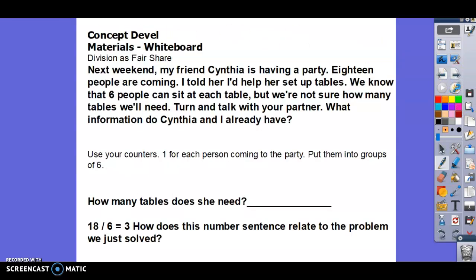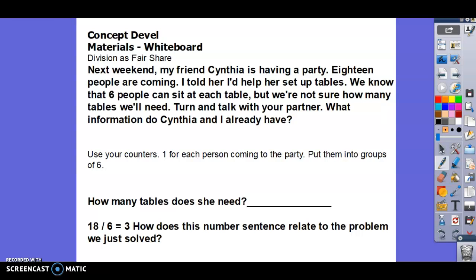I need you to have 18 counters counted out. Go ahead and make sure you have your 18. We're going to look at this together, and we're going to do some division. So next weekend, my friend Cynthia is having a party. 18 people are coming. Why do you think I had to count out 18 squares? Right, 18 people are coming.